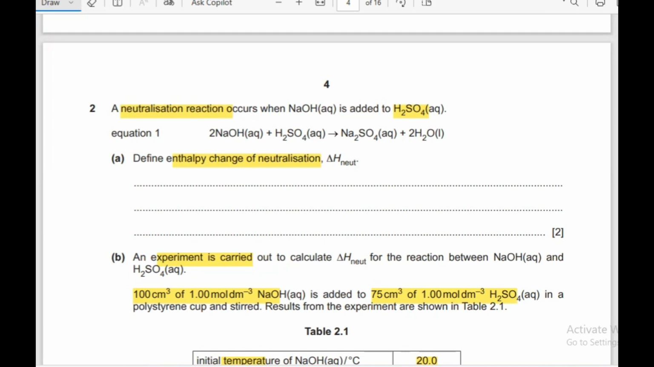Second question: a neutralization reaction occurs when sodium hydroxide is added to sulfuric acid. This is a reaction between sodium hydroxide and sulfuric acid, a neutralization reaction. Define enthalpy change of neutralization. Enthalpy change of neutralization is the enthalpy change when 1 mole of water is formed.